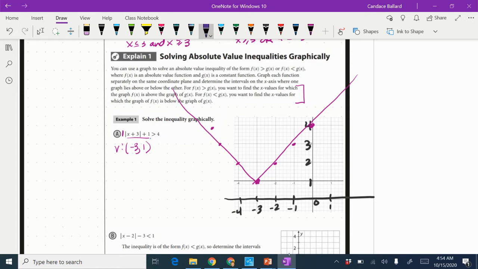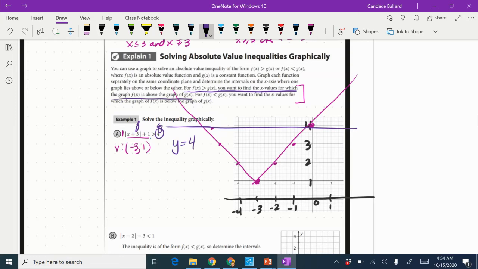Then this other half of the equation is just y equals 4, so I draw a horizontal line at y equals 4. Now, let's go back to this statement. This was technically the f, and this was the g. For f greater than g of x, you want to find the x values for which the graph of f is above the graph of g of x. So I want to be above the g of x graph, which is this line here, but I have to be below the f of x graph. So that's going to be this section right in here.